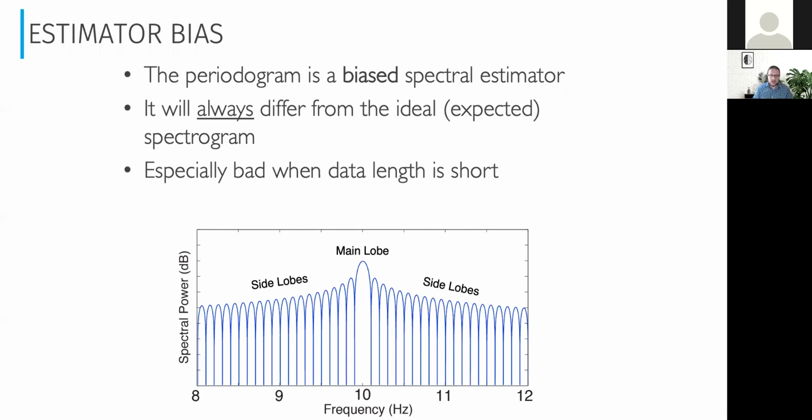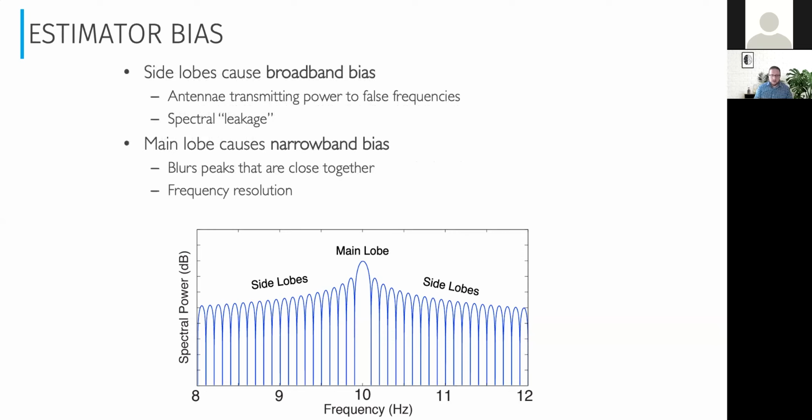So in general, what this also means is that this periodogram, which is the standard output that people usually use when they say they do an FFT analysis, is biased. And in mathematical terms, that means it's always going to differ from the ideal, the expected spectrum at each time. And it gets really bad when the data length is short. So one of the things that we're going to talk about is that there are 2 types of bias, 2 types of badness that you can get here. There's this main lobe here, and there are the side lobes here.